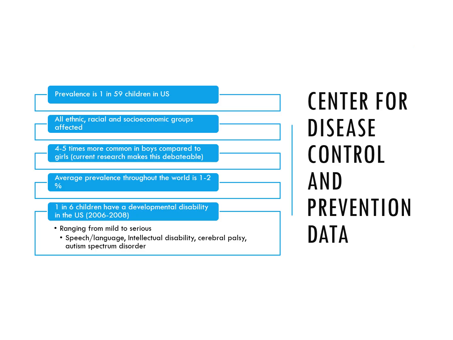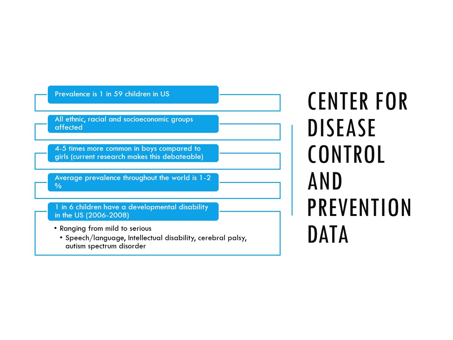The Centers for Disease Control and Prevention data says that 1 in 59 children have autism spectrum disorder, and I would argue that that number is one that's evolving with the research that's coming out. All ethnic, racial, and socioeconomic groups are affected. The textbook says it's 4 to 5 times more common in boys compared to girls, but current research makes this debatable. I do think it is still more prevalent in boys than girls, but I do not think there is that great of a ratio in the current research.